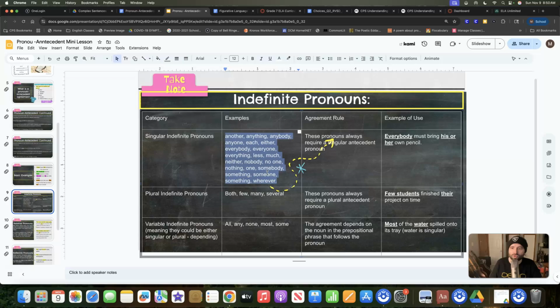And there's times where it's super obvious, and there's other times where it's really tricky to determine whether or not it sounds wrong. We can't go on the sound rule with indefinite pronouns because sometimes it sounds wrong, but it is right. And it's just the rule, and we have to get it right. So like singular indefinite pronouns, these pronouns always require a singular antecedent pronoun. That's what we were just saying. So everybody is on your list here. It's singular. It's always singular. So everybody must bring his or her own pencil.